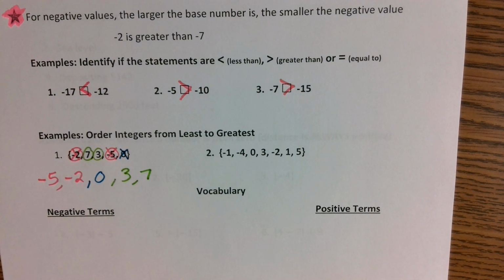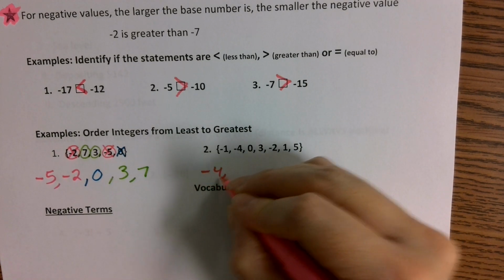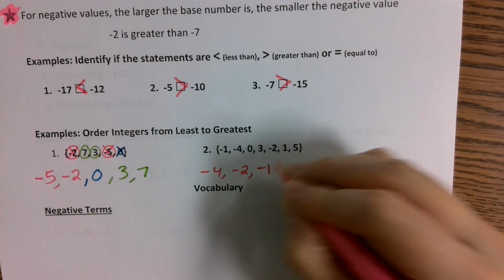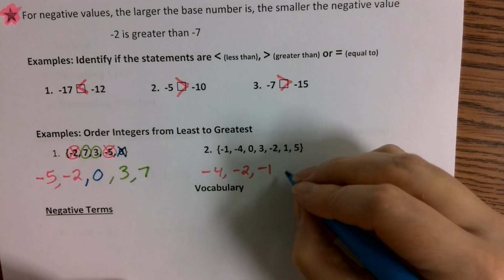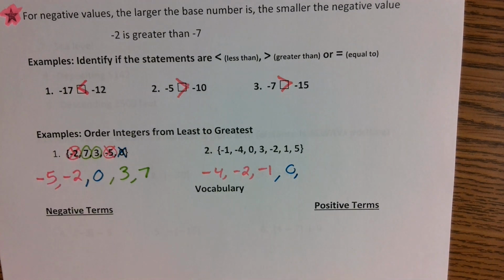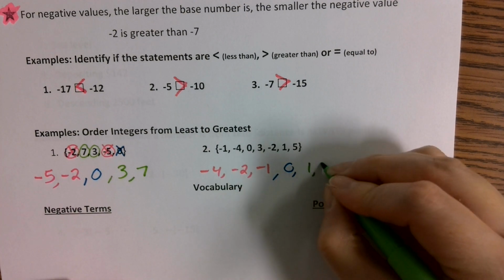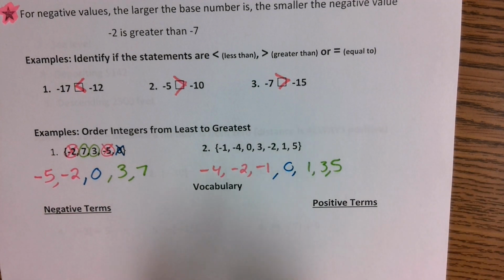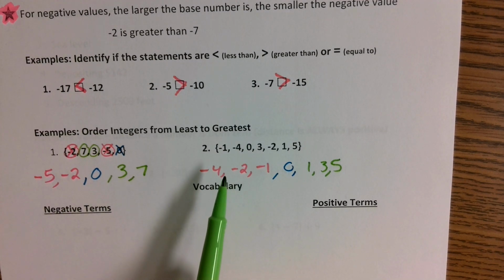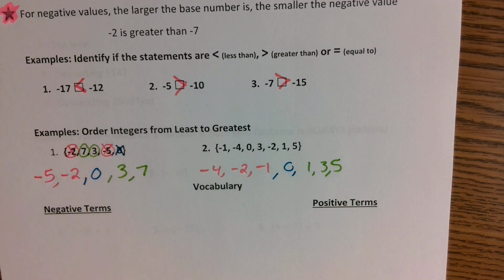For problem number 2, let's go ahead and go with EJ. -4, -2, -1, 0, 1, 3, 5. Very good. Okay. So again, starting with your smallest negative sign, working your way up to your largest positive sign.